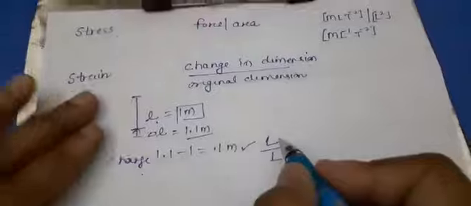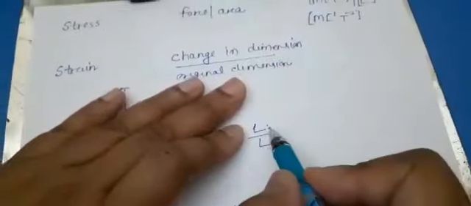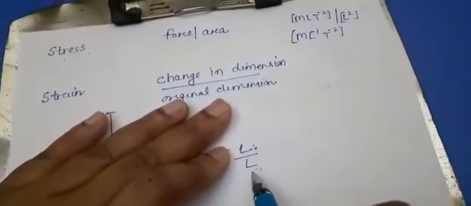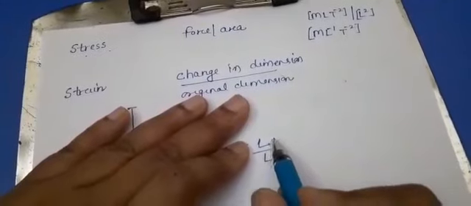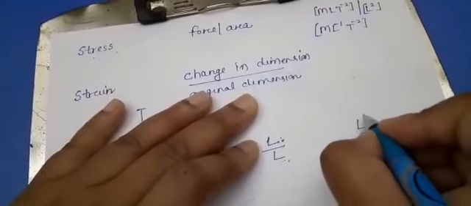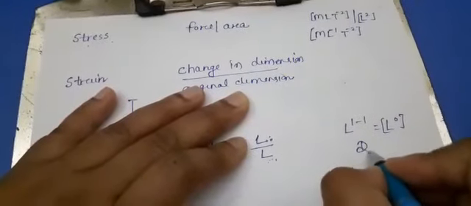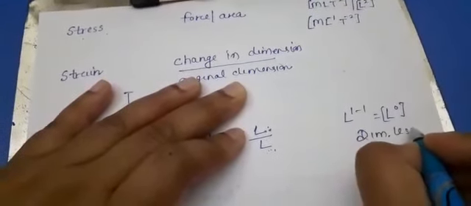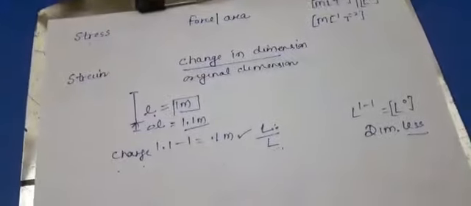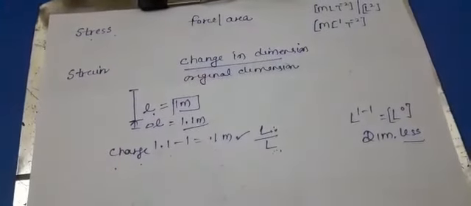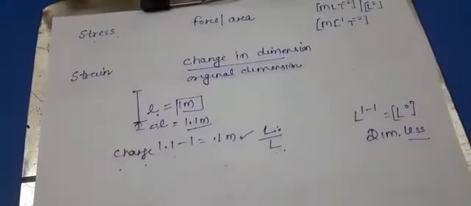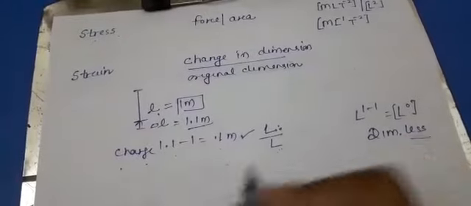So if you are taking change in dimension as we have seen here, length upon length, it is L raised to the power 1 minus 1, it will be 0. Again it is dimensionless. Strain is dimensionless. Why? Because it is the ratio of two like terms.